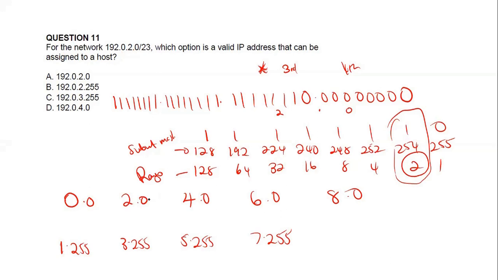So the question is reading, for the network 192.0.2.0 at /23, which option is a valid IP address that can be assigned to a host? I have my 2.0 here. I cannot assign it to a host because it is my network address. I have 2.255, which falls somewhere in between there. It would be my best bet. 3.255 is my broadcast, so it can't be that. Then 4.0 is the network of the next subnet. So the only answer I can have is that one, and that becomes your answer.